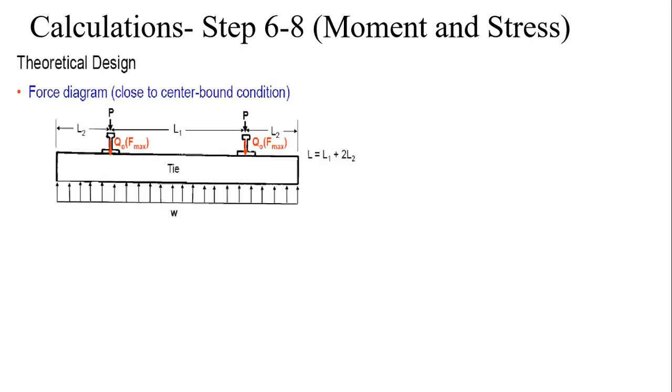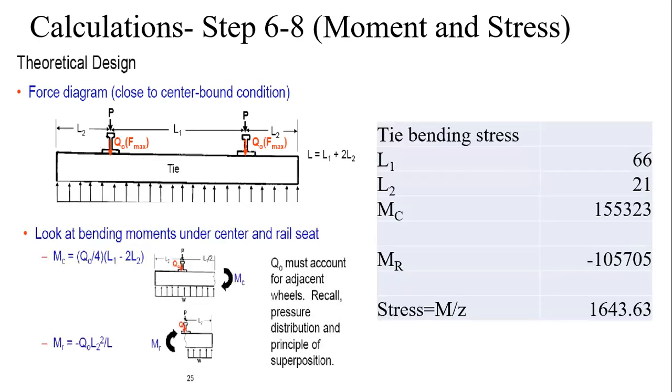Now we go from step 6 to 8. Now we are talking about the ties. Previously we were calculating the stresses in the rail section. Now we are going to calculate stresses in the tie section, and this is how the relations are given to us. We just plug in the values calculated previously, and at the bottom you can find the stress in our tie, the sleeper, comes out to be 1643.63 psi.